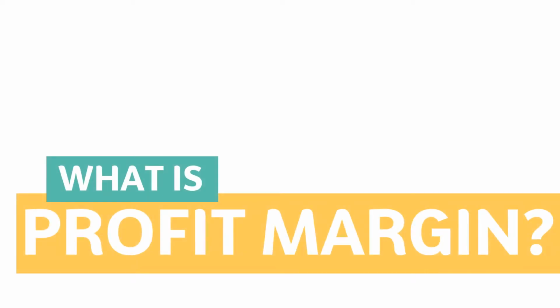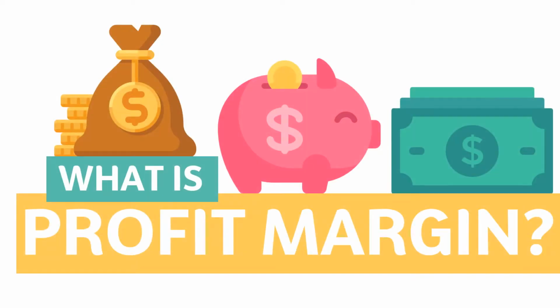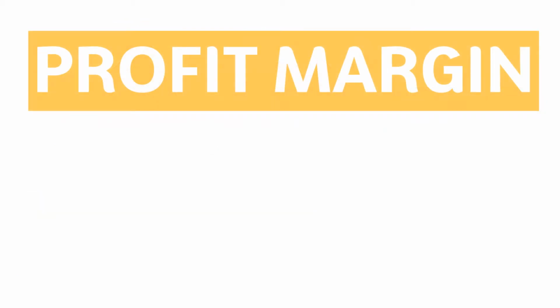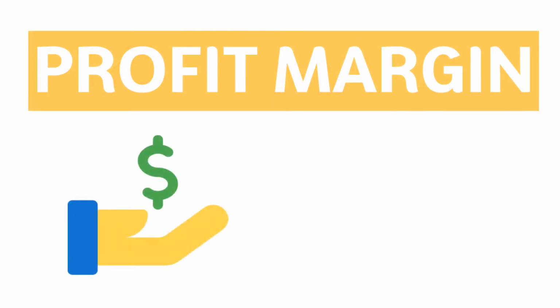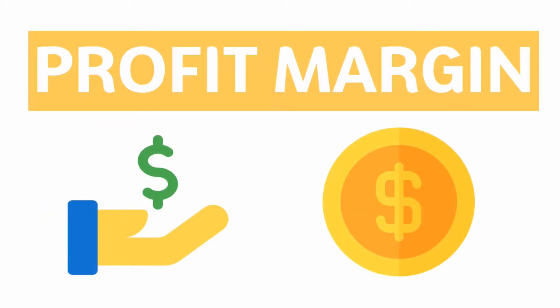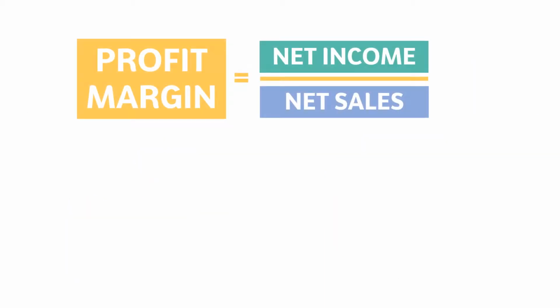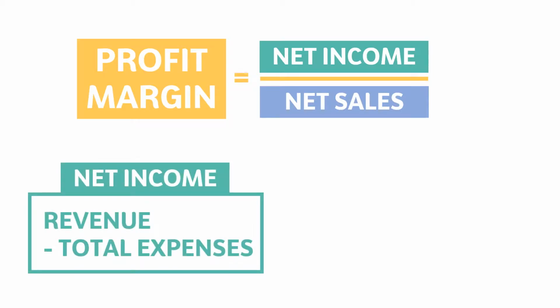What is profit margin? Profit margin is a profitability ratio that measures the amount of net income earned with every dollar of sales generated. The profit margin can be calculated by dividing the net income by net sales. Net income of a company can be calculated by subtracting the total expenses of a company, which includes the operating cost and tax expenses, from the company's total revenue.